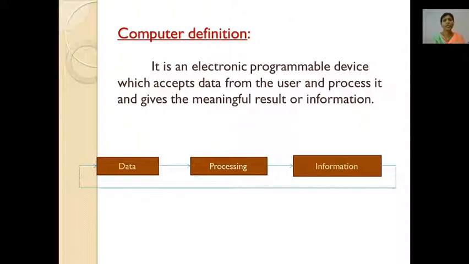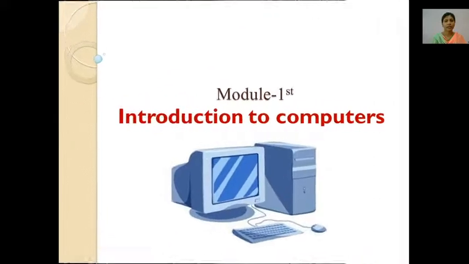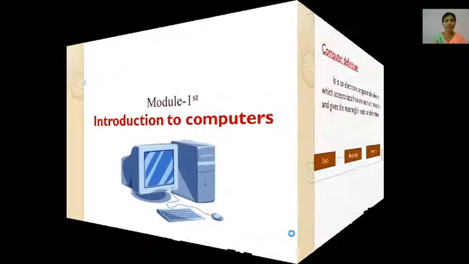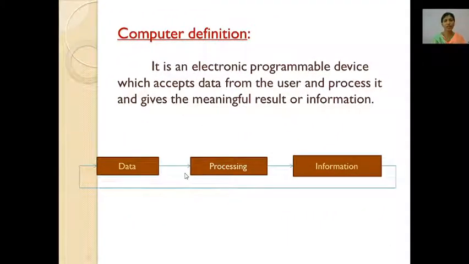See here, it is an electronic programmable device which accepts data from the user, processes it and gives the meaningful result or information to the user. This is the simplest workflow of the computer: data, processing, and information. It accepts data from the user through an input device. As you see here, the input devices are the keyboard and the mouse. It will accept the information from the input device.